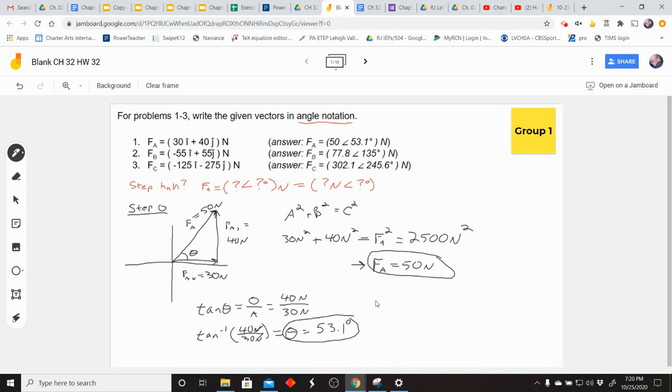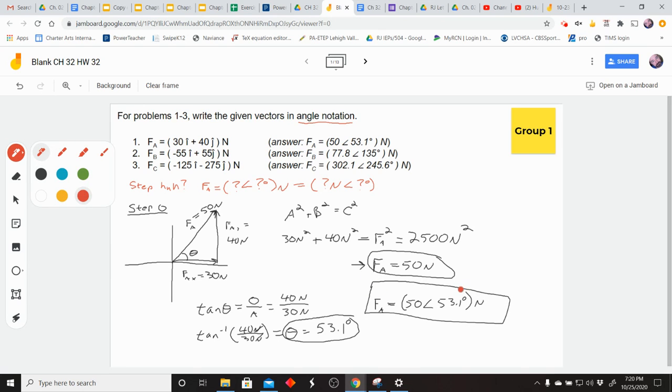So what does that mean? That means that if we're going to write this in angle notation, F sub A is equal to 50 at 53.1 degrees newtons. So there you have that. Do a quick check. We solved for the right thing. We gave it the right units, newtons and degrees. You have to have degrees. That is part of the units. So give it a check. So there's that one. Let me just quickly go on, rather than making two separate videos.